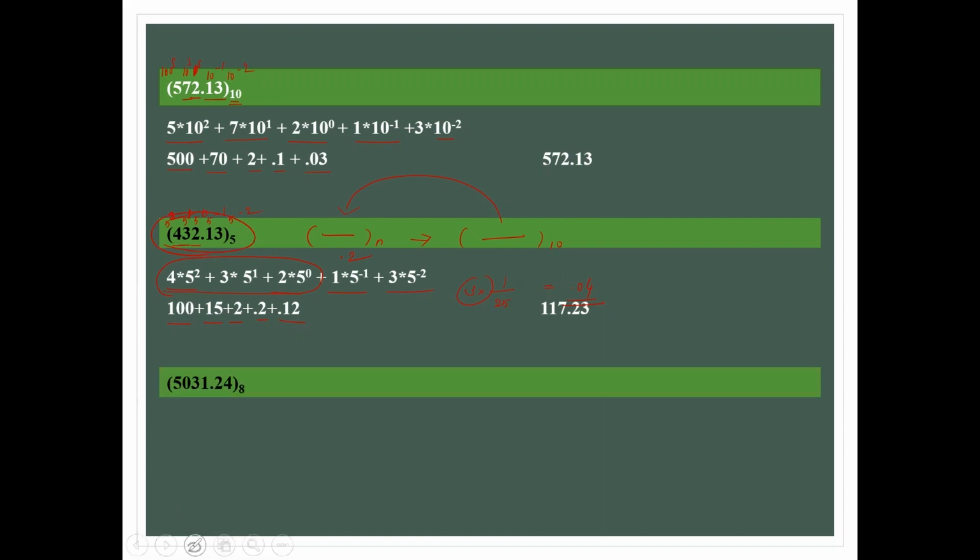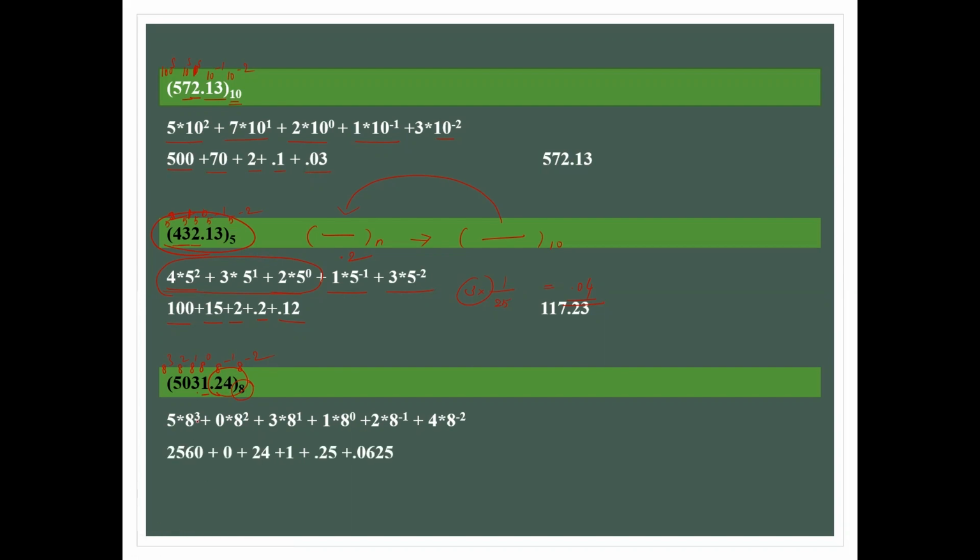Now let's also have one more example here. Now this is in base 8. So this will be in the format 8 power 0, this will be 8 power 1, 8 square, and then 8 cube here. This will be 8 power minus 1, this will be 8 power minus 2. Correct? Now let's have a look at the calculations. 5 into 8 cube plus 0 into 8 square plus 3 into 8 power 1 and 1 into 8 power 0. And then going into the decimal part, 2 into 8 to the power minus 1, and then here I have 4 into 8 to the power minus 2.